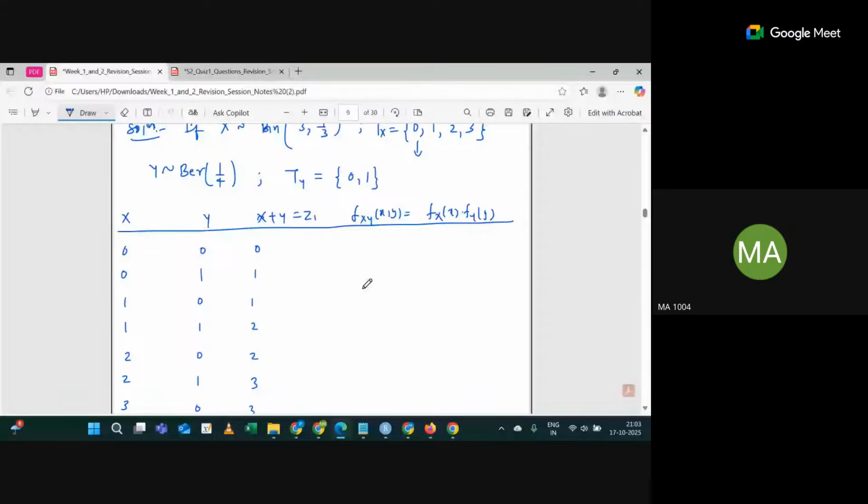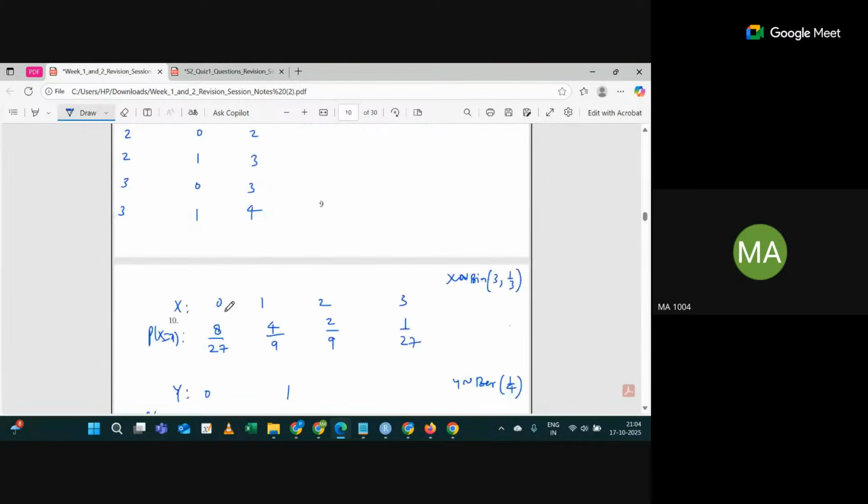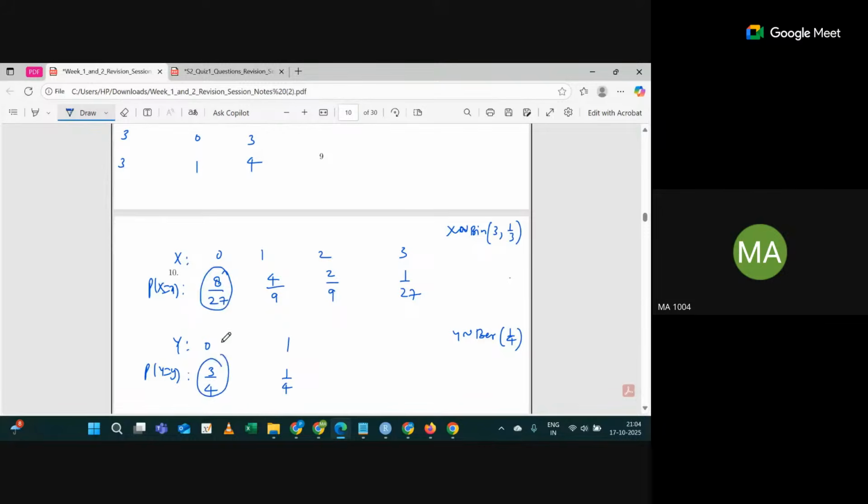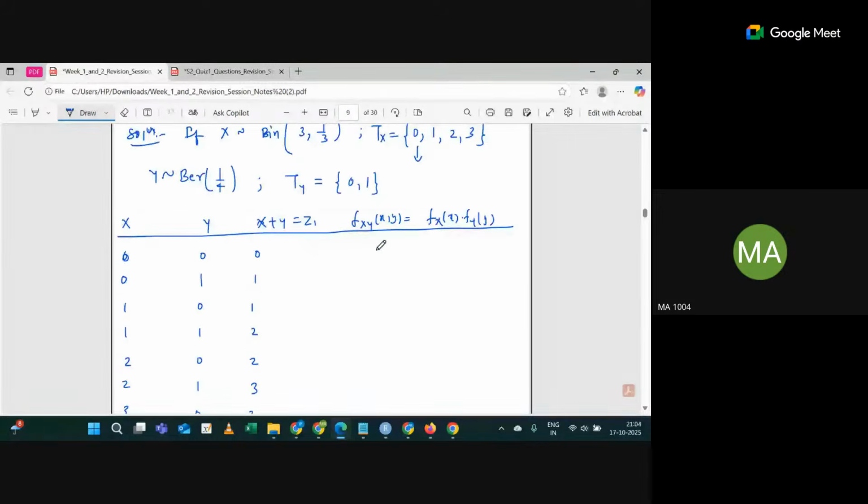Okay, what you have to do? We have to calculate probability X equal to 0 into probability Y equal to 0. So 8 by 27 into 3 by 4. Yes or no?